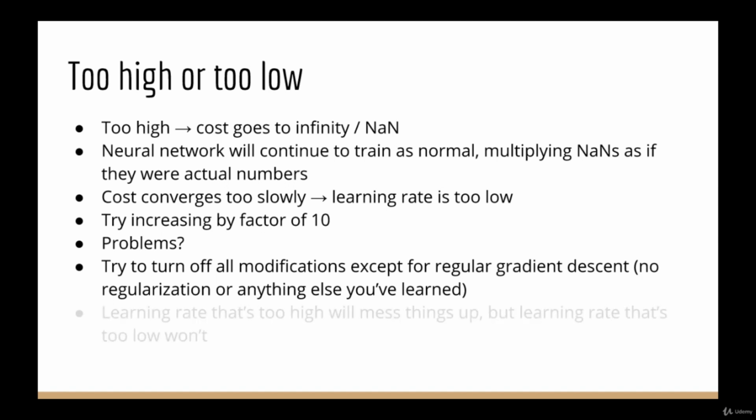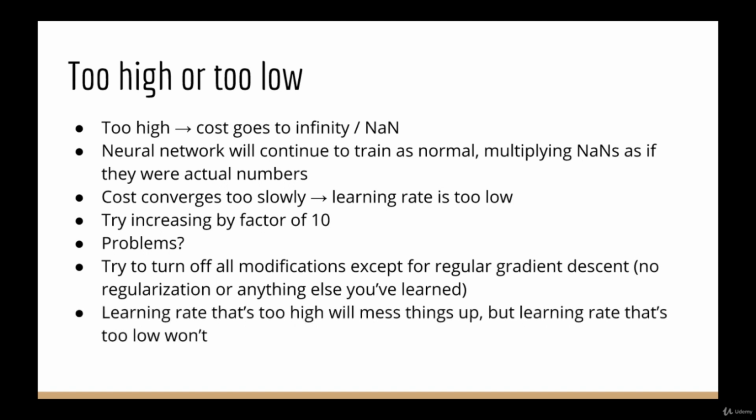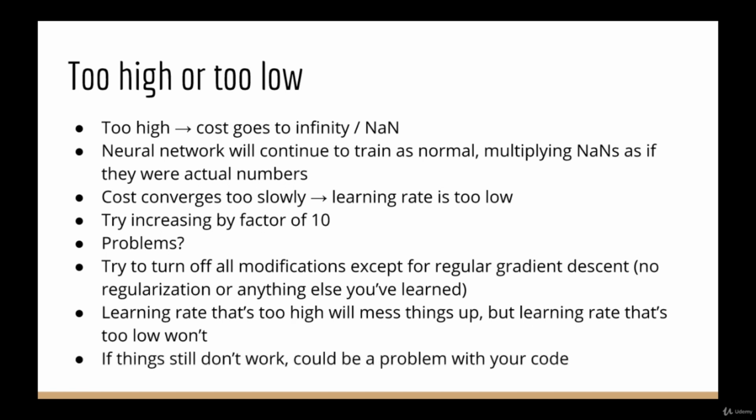A learning rate that's too high might mess things up, but a learning rate that's too low won't. It will just train more slowly. If things still don't improve at that point, then there might be a problem with your code.